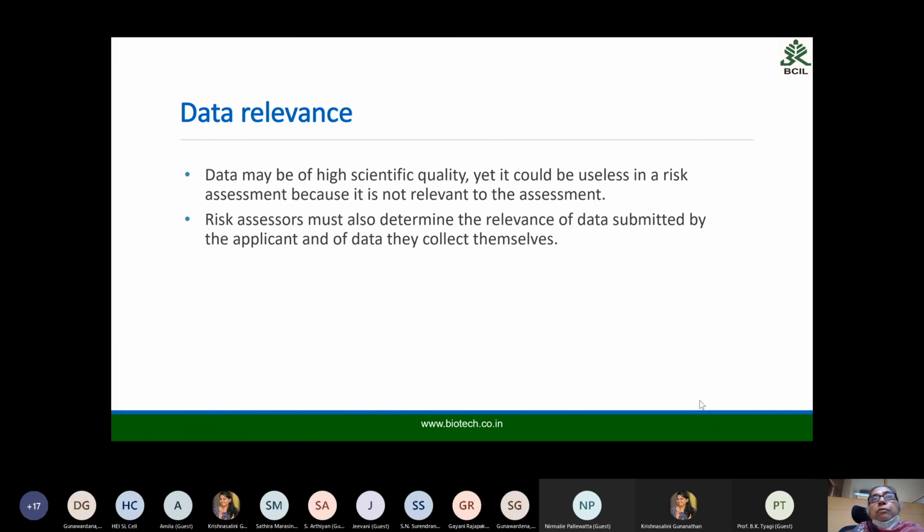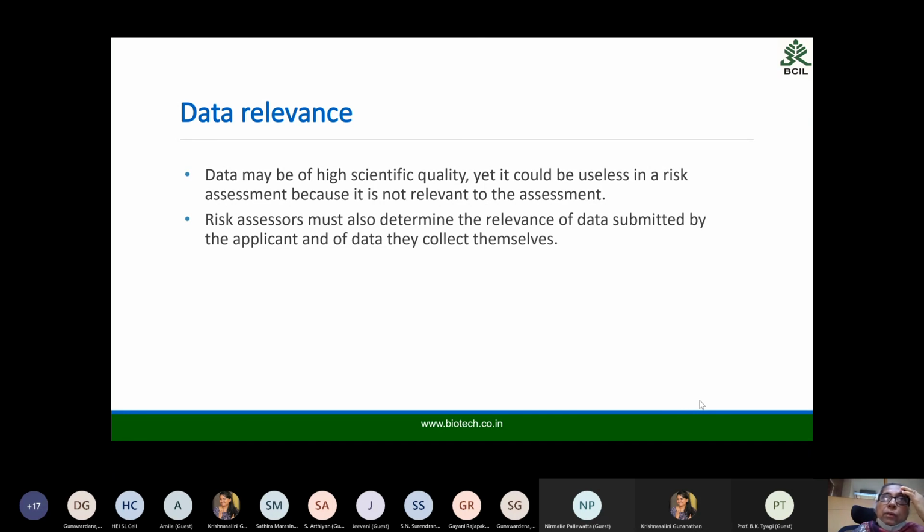Now I am going to add a few general points. We had given this information in our first training also. For some of you it may be duplication, but it is worth talking about for all the new attendees, as well as the old ones, just to reiterate this point. The data must be of high scientific quality. Of course it is required, but if it is not relevant to the assessment, then it is of not much use for the risk assessors. So do not give irrelevant data also.